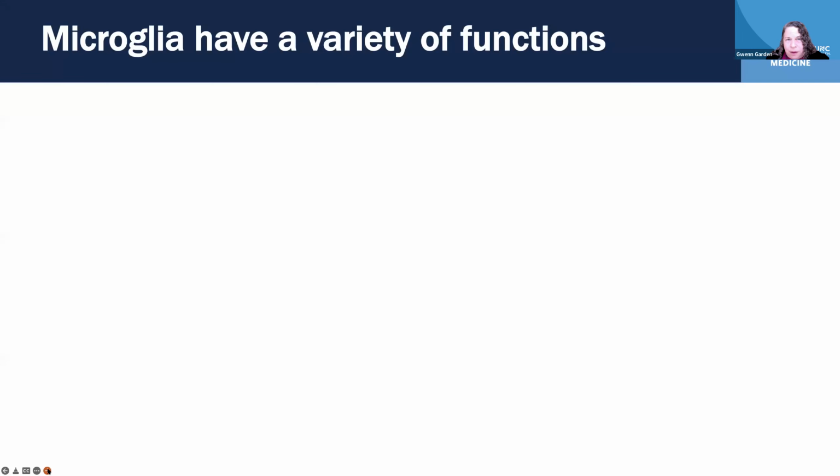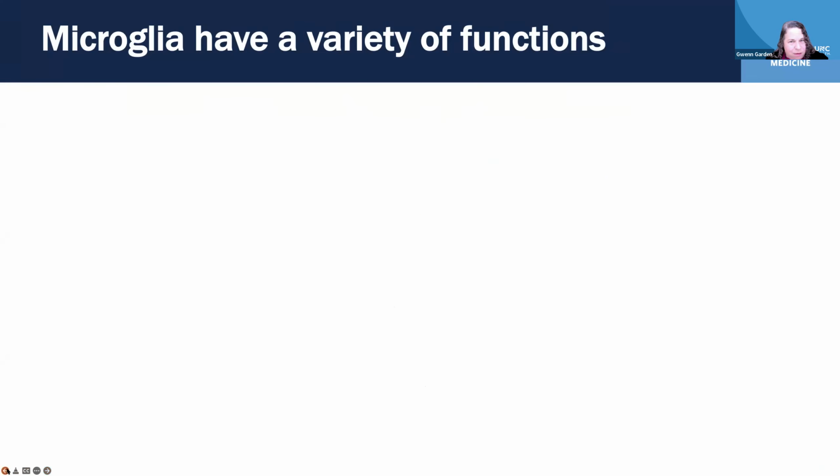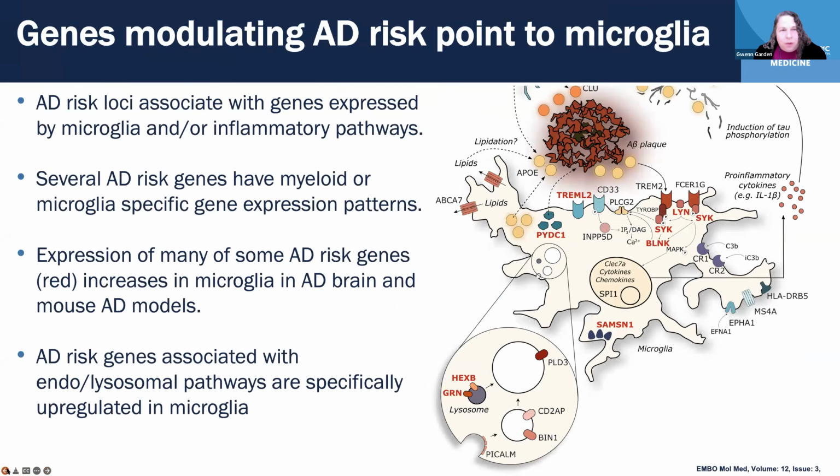And one of the things, I seem to have missed a slide here. If I can go back. There we go. So one of the things that genetics has pointed us to is that many of the genes that we have identified as associated with AD risk are involved in the process of inflammation.